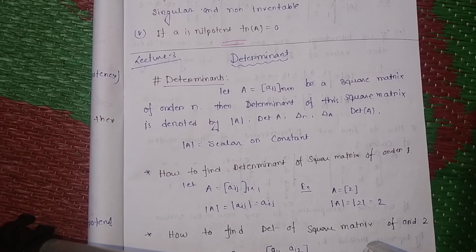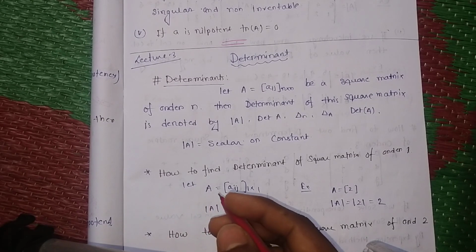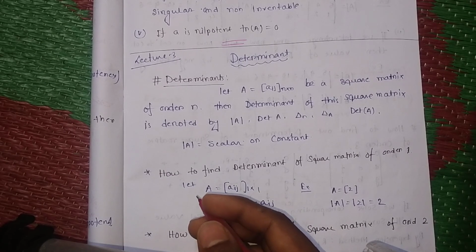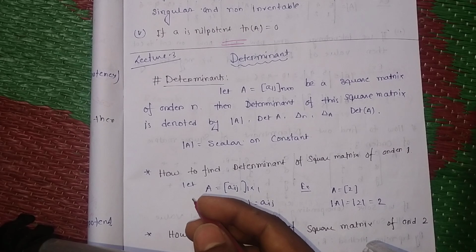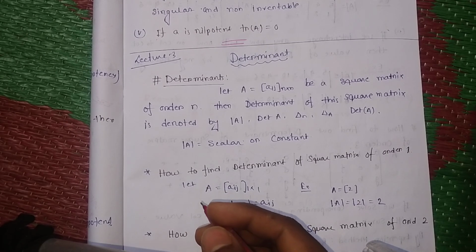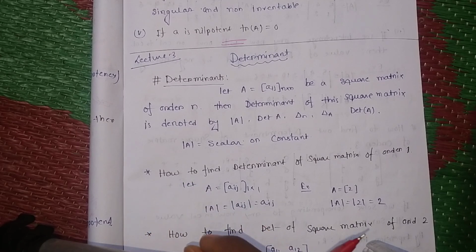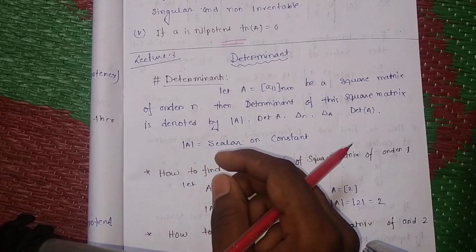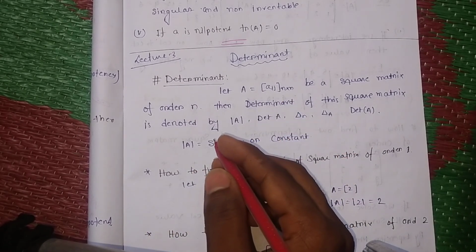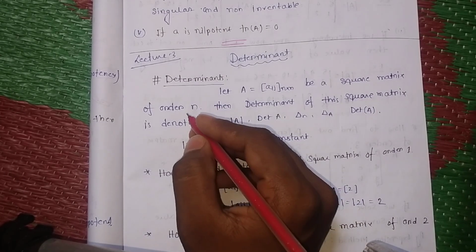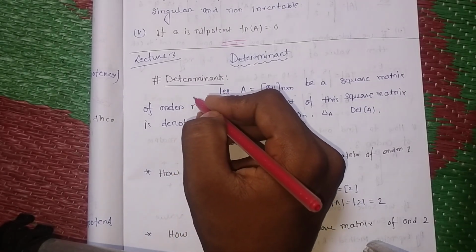Hello friends, let us get back to our topic in linear algebra. In our previous two lectures we properly discussed the matrix and its properties, also some examples of the matrix. Now in this lecture I want to discuss the determinant and its properties, some examples and so on. So let us start with the determinant.